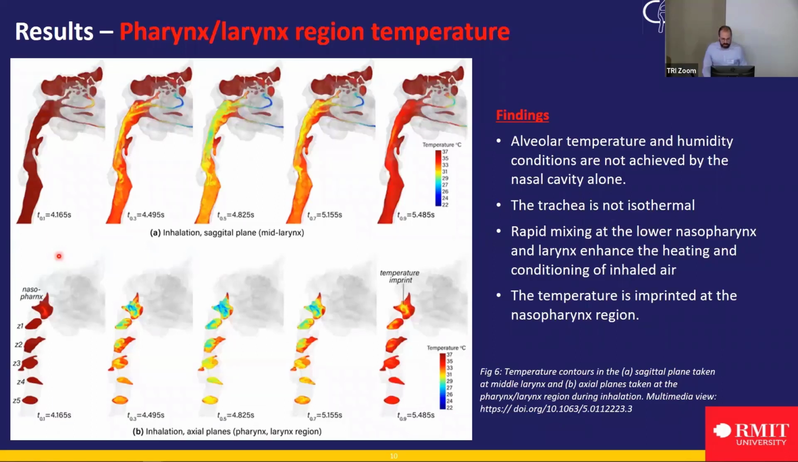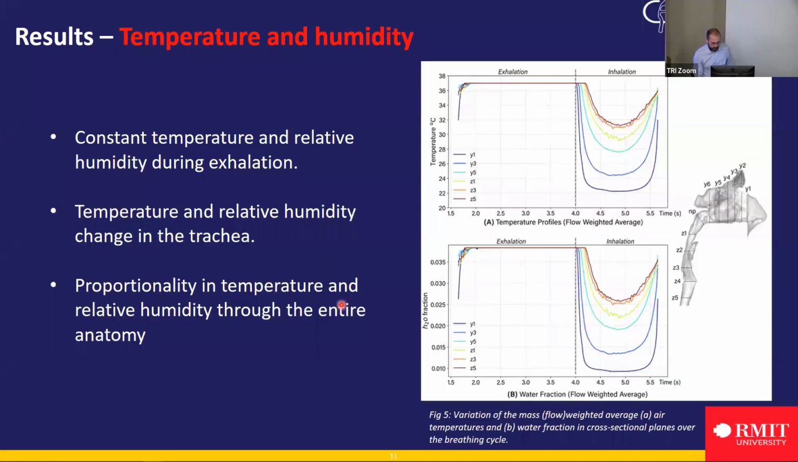So looking at the pharynx-larynx region during inhalation, we can see that alveolar temperature and humidity conditions are not achieved before the trachea. The trachea is not isothermal as previously believed. There's rapid mixing at the lower nasopharynx and larynx entrance. This encourages heating and conditioning of that inhaled air. And the temperature is very clearly imprinted further down on this anatomy as well, as we can see the turbulent structures in these few sections.